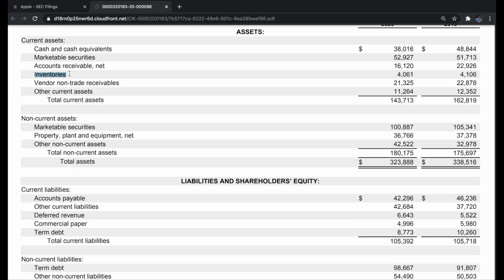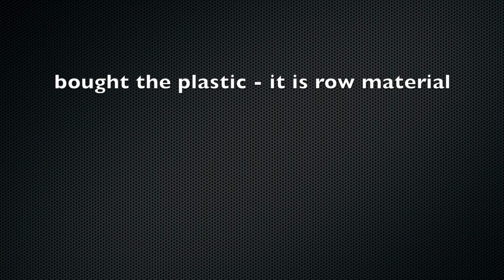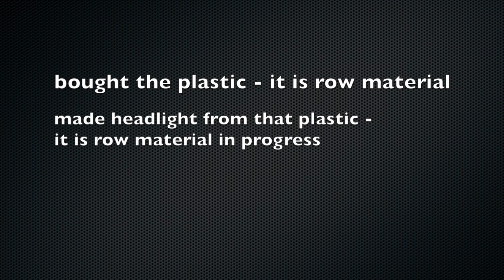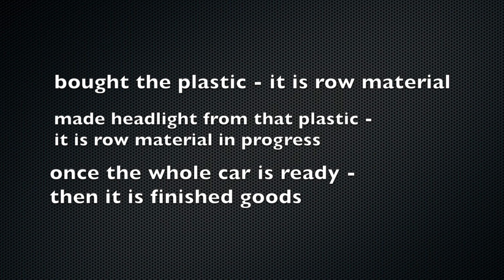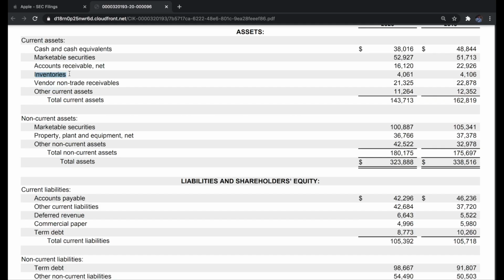For example, it's not the best example, but still, if we take the Tesla company, and let's say I'm buying plastic from another company for my car, this will be called a raw material. If I have already put the plastic with the mirror together and it is already a headlight, this could be raw material in progress. And once we have our car ready to sell, it is a finished good. So when we are summing up all those 3 categories, we have a line item called inventories.